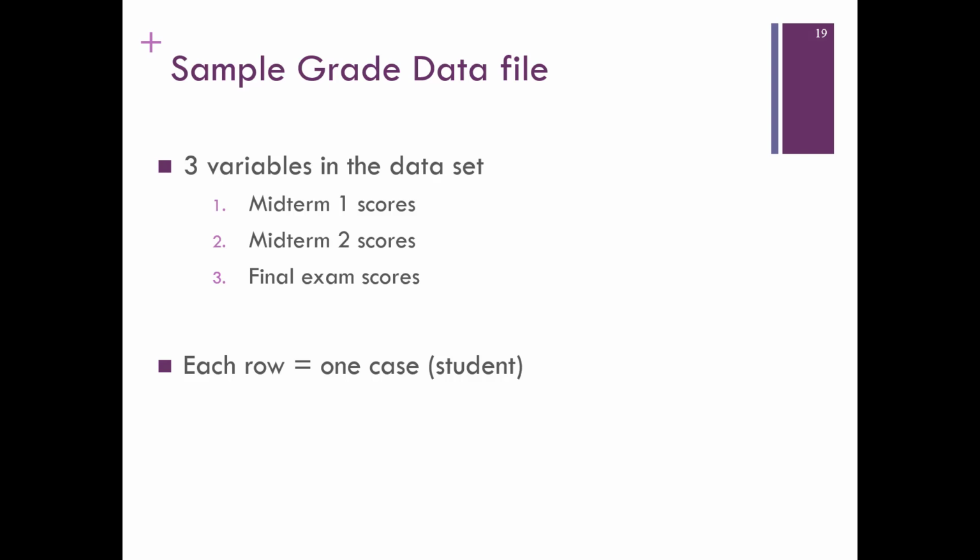So this is a sample grade data file. If you look inside, you'd find 3 variables: scores for midterm 1, midterm 2, and final exam. And each row represents one case or one individual. In this case, it would be a student taking the exam. And that's a very common way to organize data sets, which is that each row represents an individual, and then variables that measured something about that individual are listed in columns. And so for the most part, the data sets you encounter in this course and beyond will have that organization.